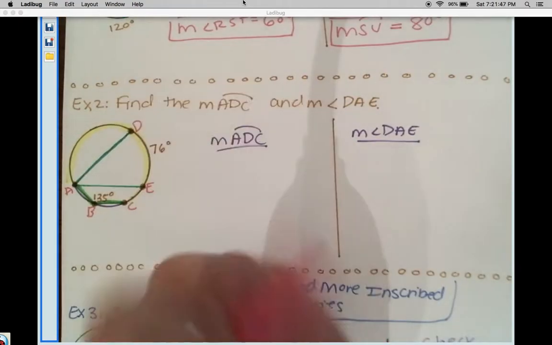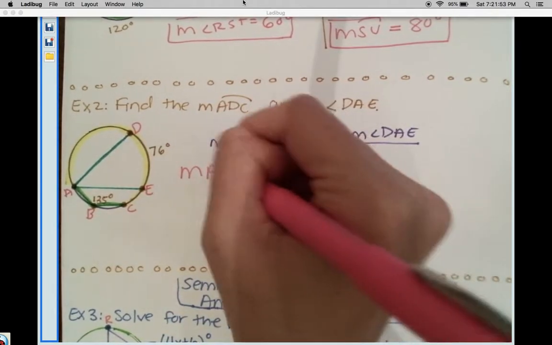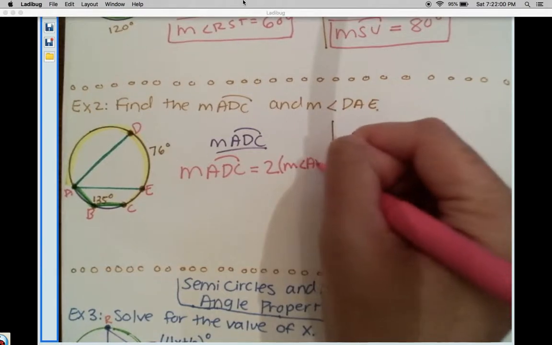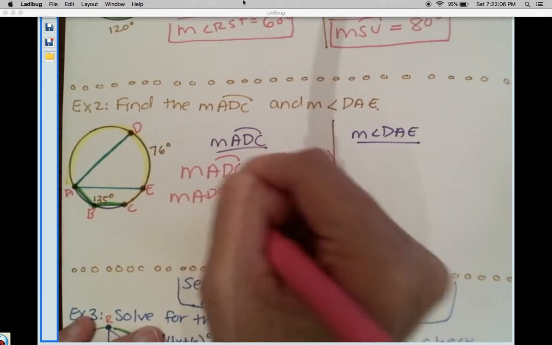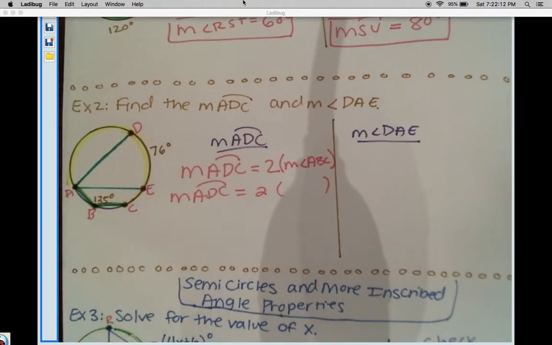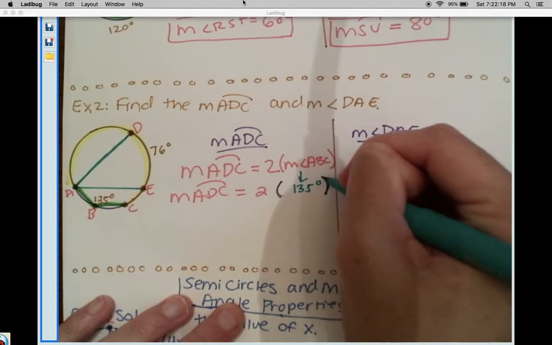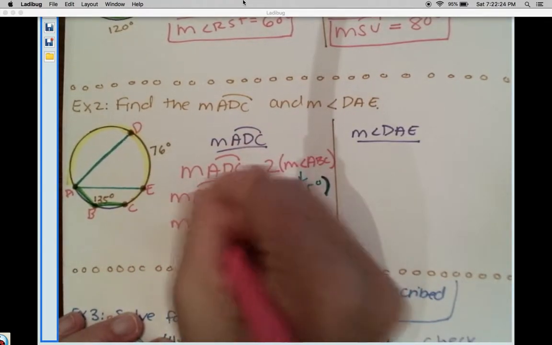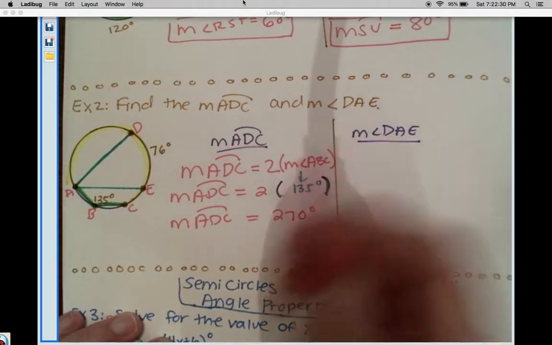Okay, so the measure of arc ADC equals 2 times the measure of angle ABC. All right, let's get going. So the measure of arc ADC equals 2 times the measure of ABC, which is 135 degrees. All right, let's solve this. The measure of arc ADC equals 2 times 135, which gives me 270 degrees.